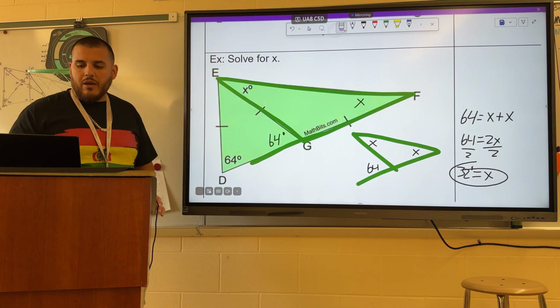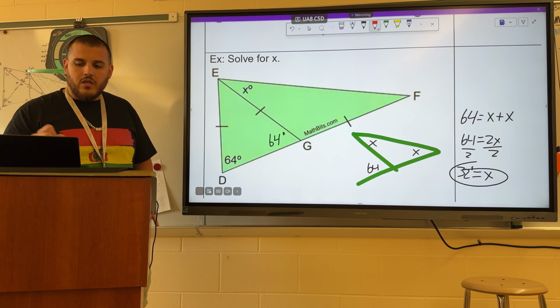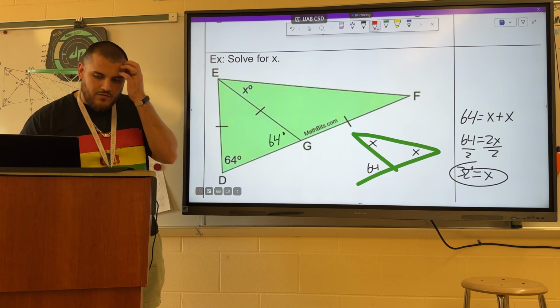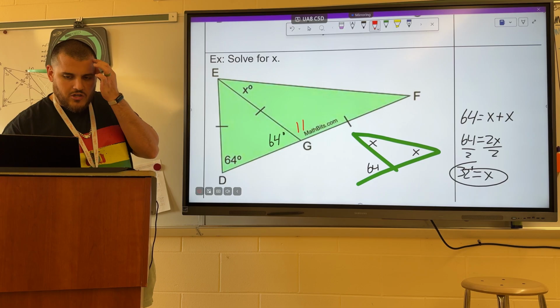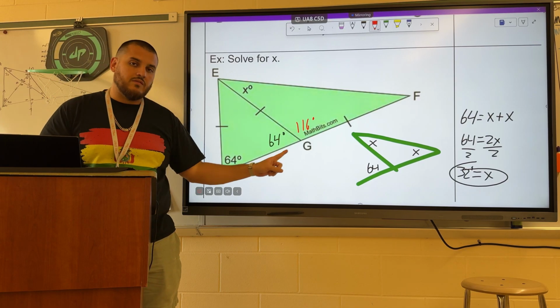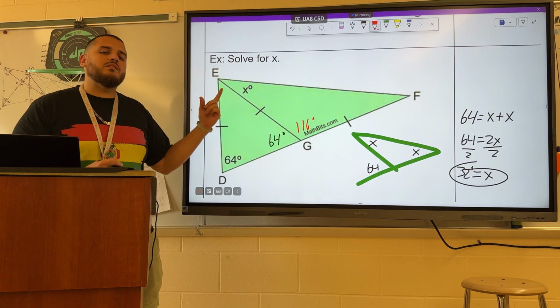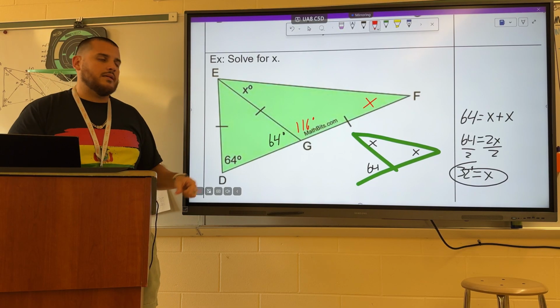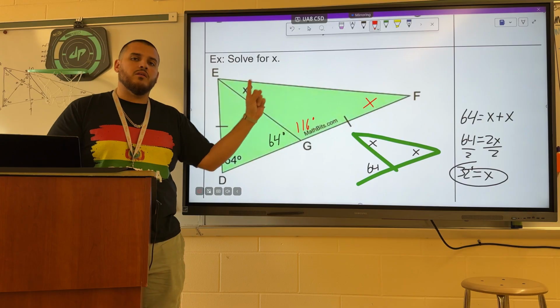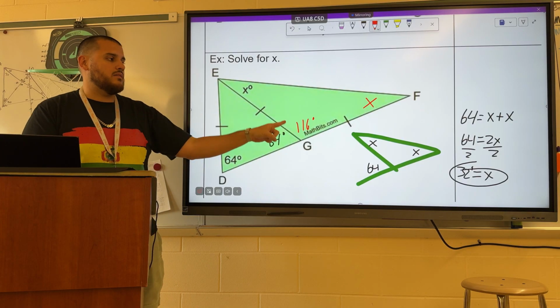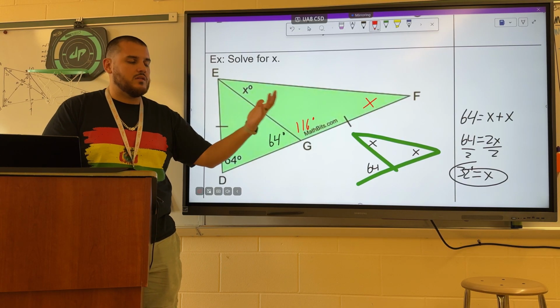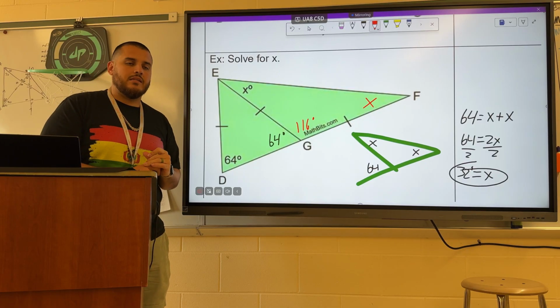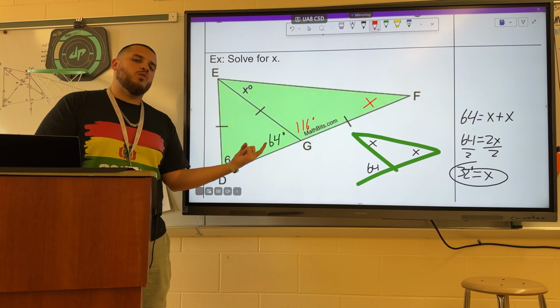If I went the linear pair route, let me just show you that really quick. I could absolutely go the linear pair route and find out that this angle is 116 degrees. So those have to be supplementary to each other there. That would still, though, require me to then determine that this angle is also x and then have to do a triangle sum theorem there with the x and the 116 equaling 180. I'd still get the 32 degrees for x in the end. The exterior angle just requires less work.